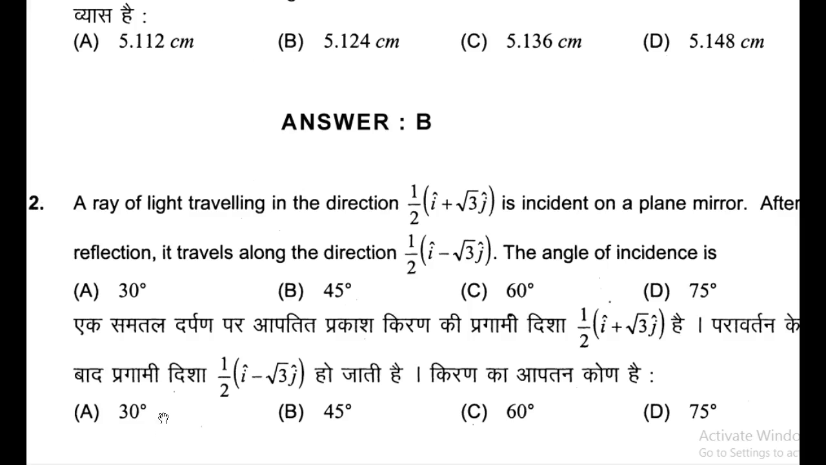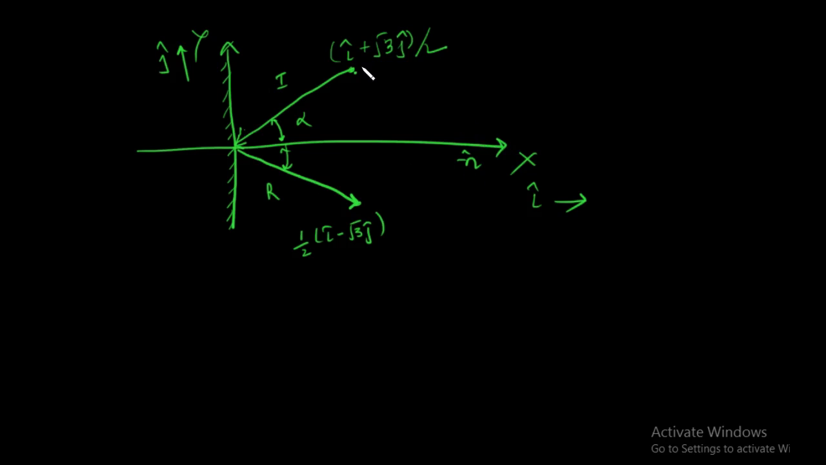Okay, so now this is our next question. It is written, a ray of light travels in the direction half I plus root 3j and is incident on a plane mirror. After reflection it travels along the direction half I minus root 3j. We have to calculate the angle of incidence here. You see, we assume this as half I plus root 3j, and this is the first quadrant where both coordinates are positive. This is the second, this is the third, and this is the fourth. In the fourth, only x is positive, y is negative.